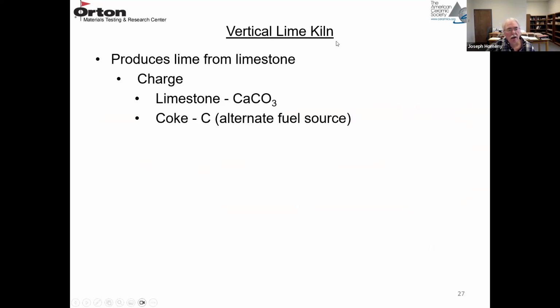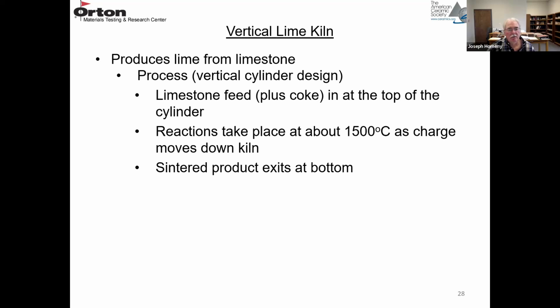And then in a vertical lime kiln, the charge is simply calcium carbonate. And here you can mix carbon in the form of coke with the calcium carbonate, and that can be a fuel source, similar to a blast furnace. So the limestone plus the carbon source is charged at the top of the cylinder. The material moves downward, and the highest temperatures are about 1500 degrees C. And then you end up with a sintered calcium oxide product.